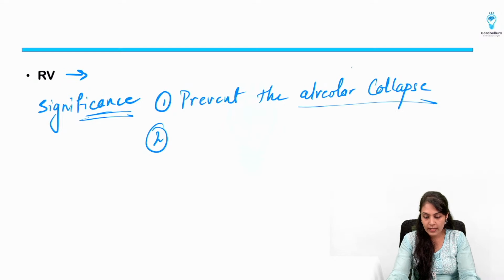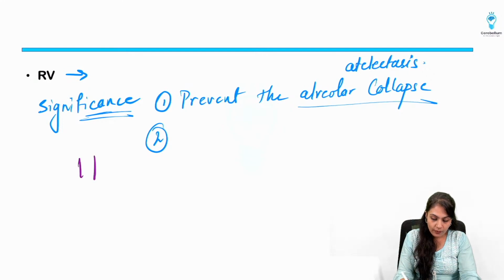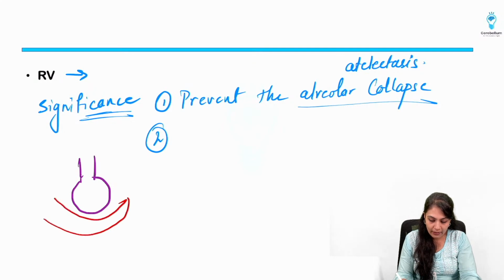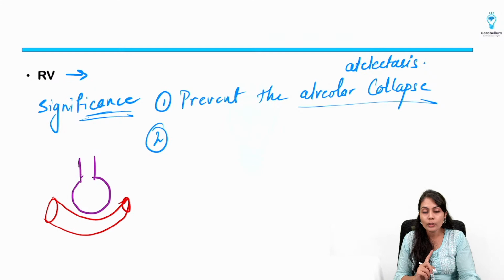Which is also known as atelectasis. Right? The second thing is, if you have residual volume, what is going to happen? First thing, see over here that this is the alveoli, and I told you in the lungs you do not only have the alveoli but also you have blood vessels, isn't it? Now what is going to happen?